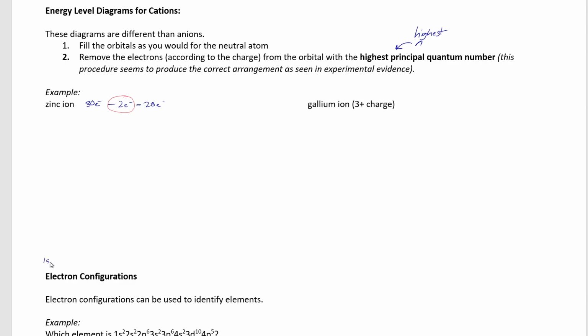So let's fill 30 electrons in an energy level diagram. Starting from the bottom, 1s, big jump, 2s, 2p indented, 3s, 3p, then 4s, and then we have to go to the 3d orbital.